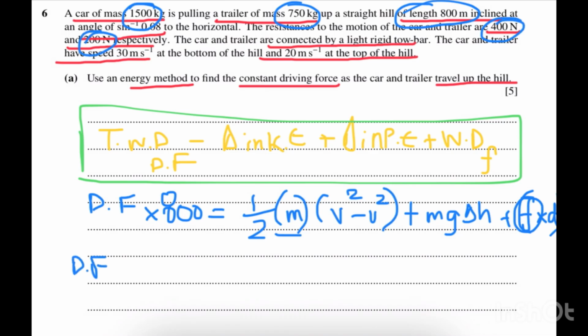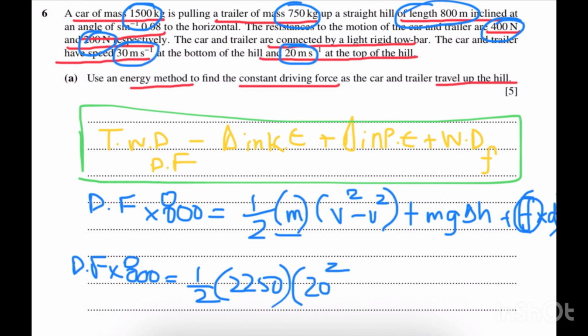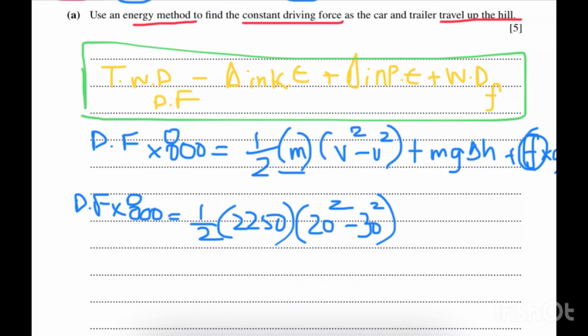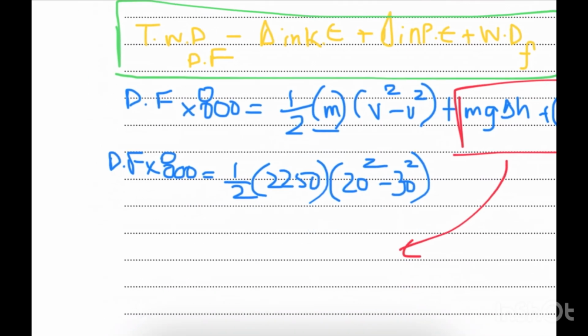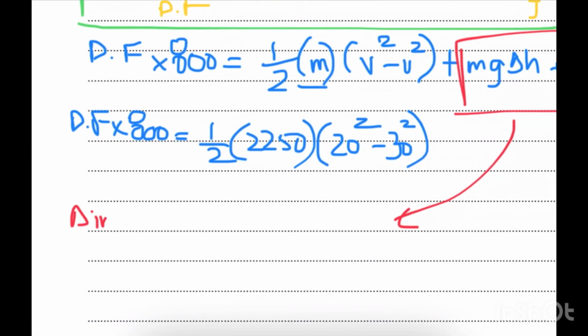Driving force multiplied by 800 equals half times 2250. And then they've given us the final speed, which was 20 meters per second at the top of the hill, so that will be 20 squared. And then the initial speed was 30, so that will be 30 squared. Potential energy and the work done against friction, I will be doing the workings over here. So for the change in potential energy, we have mgh. For m, we will be using 2250, and then the force of gravity is 10.